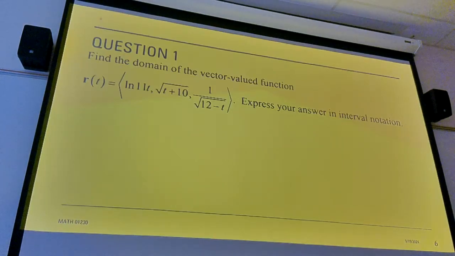Find the domain. Express it in interval notation. So remember when you write domains, there's two notations you can use: interval notation and set notation. We're going to have to find the domain of each component, right? So let's call them X, Y, and Z for simplicity.